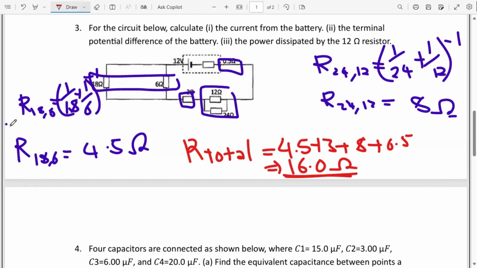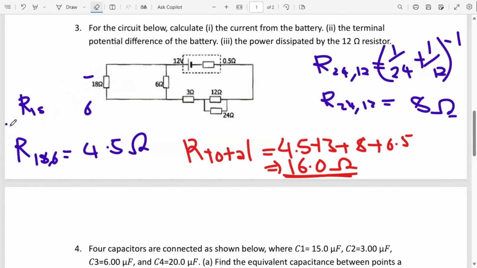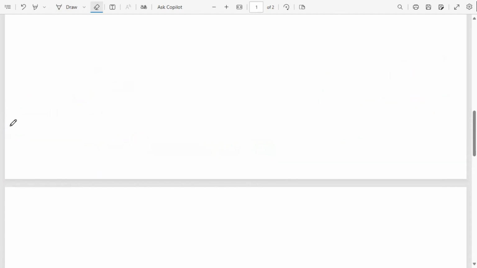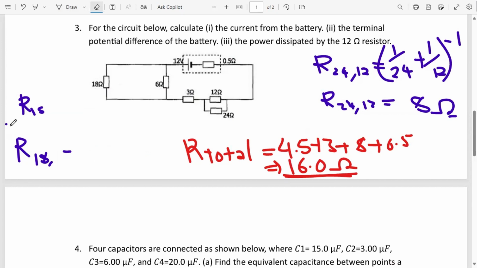Now that we've calculated the total resistance in this circuit, what can we do next? We can now start answering the questions that we've been asked to find in the provided statement.